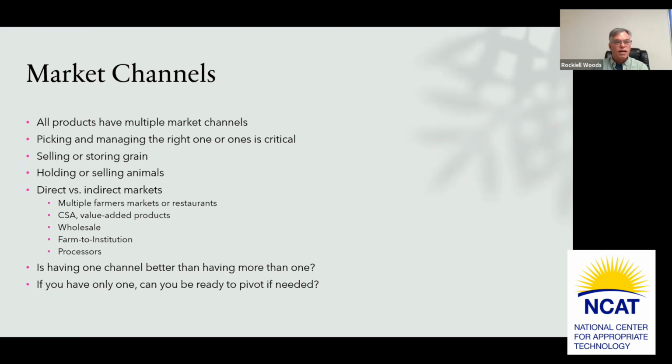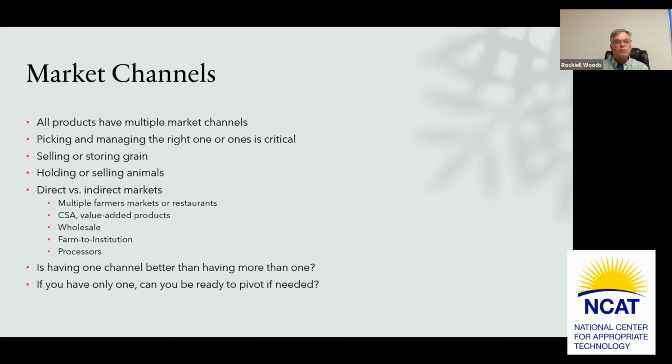CSAs and value-added products, those are market channels. If you've got tomatoes that are a little misshapen, or those eggplants with the noses on them that we get when we grow eggplant, you can turn that into a value-added product probably, and salvage what would be a less sellable product into one that is. Wholesale channels, we talked about that a little bit. There's lots of wholesale channels, from local grocery chains to national grocery chains to processors and handlers of fruits and vegetables. Farm to institution, farm to school, farm to hospital, farm to nursing homes, farm to the military, farm to the government, all that stuff. And of course, the processors are there too.